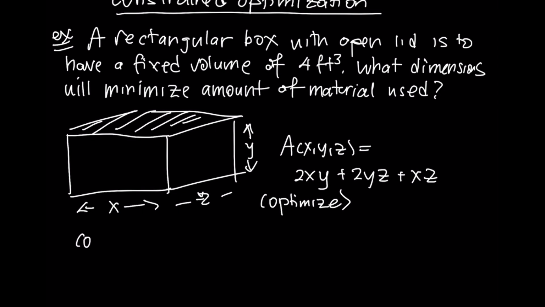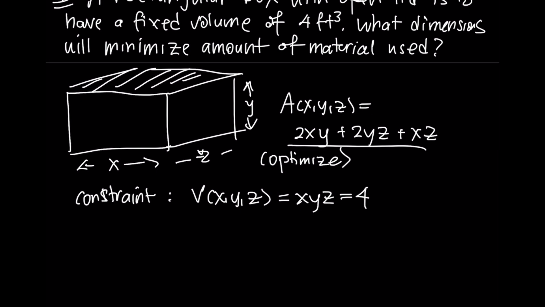However, there is an additional constraint. There's additional information that's forcing us to somehow restrict the values that we're interested in. And it has to do with the volume. This function of volume, xyz, is equal to 4.